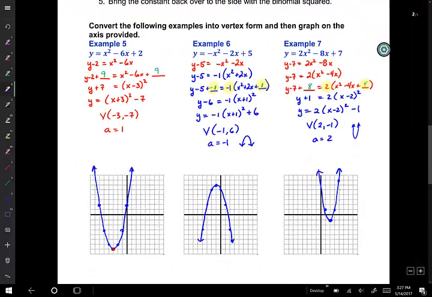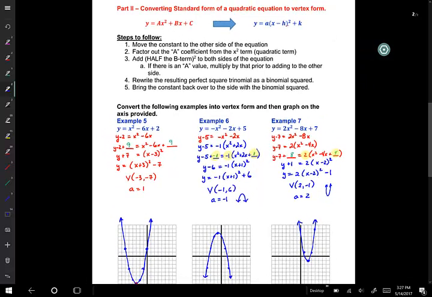Okay, so there's 3 examples of changing from standard form into vertex form. Very straightforward. We're just going to need to make sure that we show our steps for each of these, and you have that ability to convert. That's how you get from standard form to vertex form.